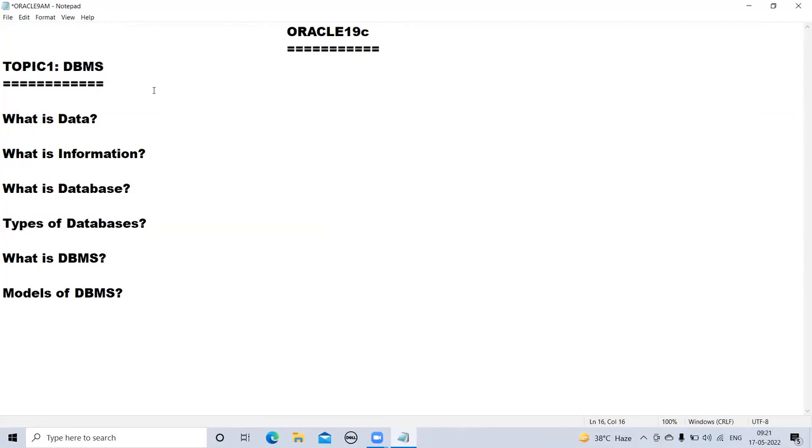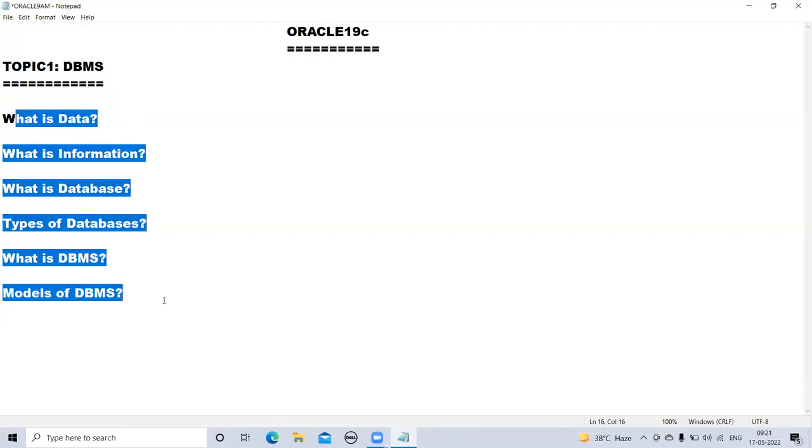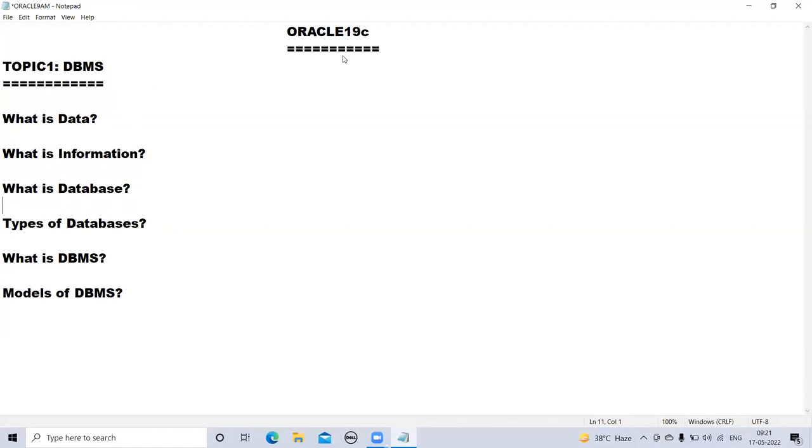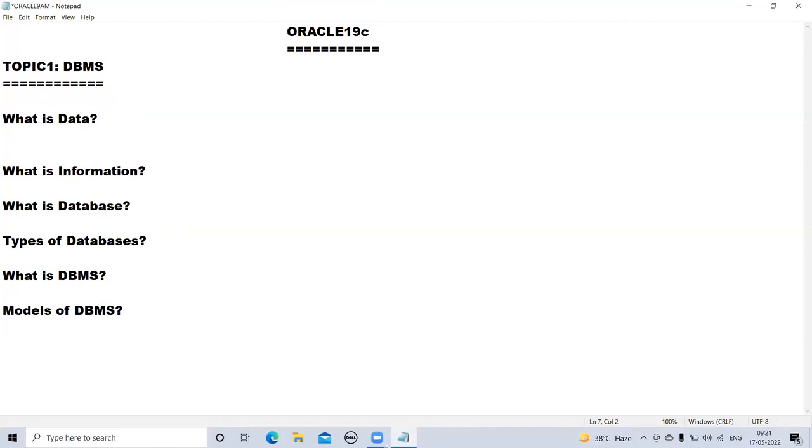These are the basic terms, guys. Before you start Oracle, we need to know about these basic terms. When we get some idea about these terms, then automatically you can understand why Oracle was introduced. Okay, right. So come to the first point: what is data? How can we define the data?